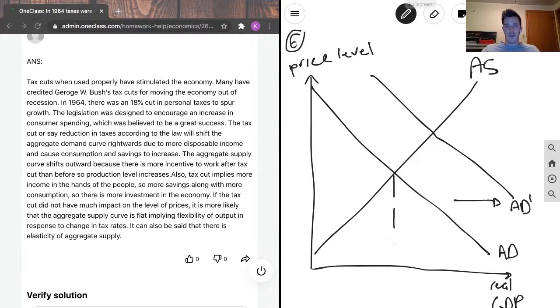So we have our original price level here, P star, and our original GDP here, Y star. And there's been this increase to aggregate demand. This increase is going to cause real GDP to rise, so output is going to go up, which is good when you're trying to get out of a recession. But as a result, the price level is also going to rise.